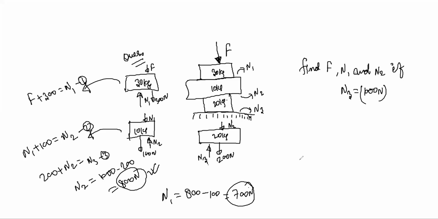Is this okay? And if we get the value of N1, we can easily get the value of F by putting this N1 value in equation 1. So this will be 700 minus the 300, that is equal to 400 Newton. Is this okay? In this manner we can calculate each and every force. Okay, good.